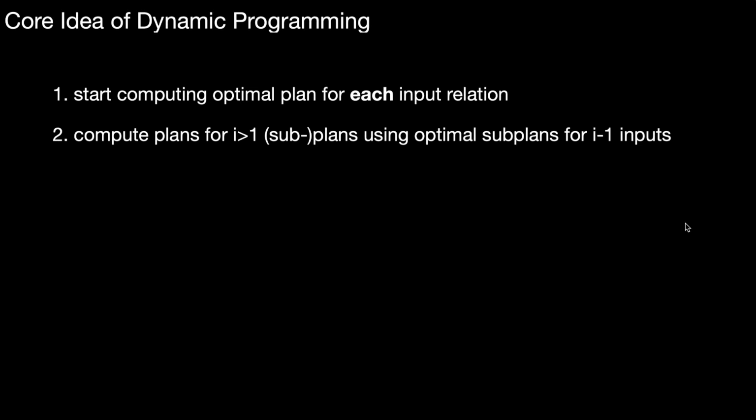And now what we do is we start computing these different join orders using dynamic programming. I guess most of you have seen some sort of dynamic programming. It's based on two concepts. That's the main idea. How you do it is you start computing an optimal plan for each input relation, and then you grow those plans into bigger plans.